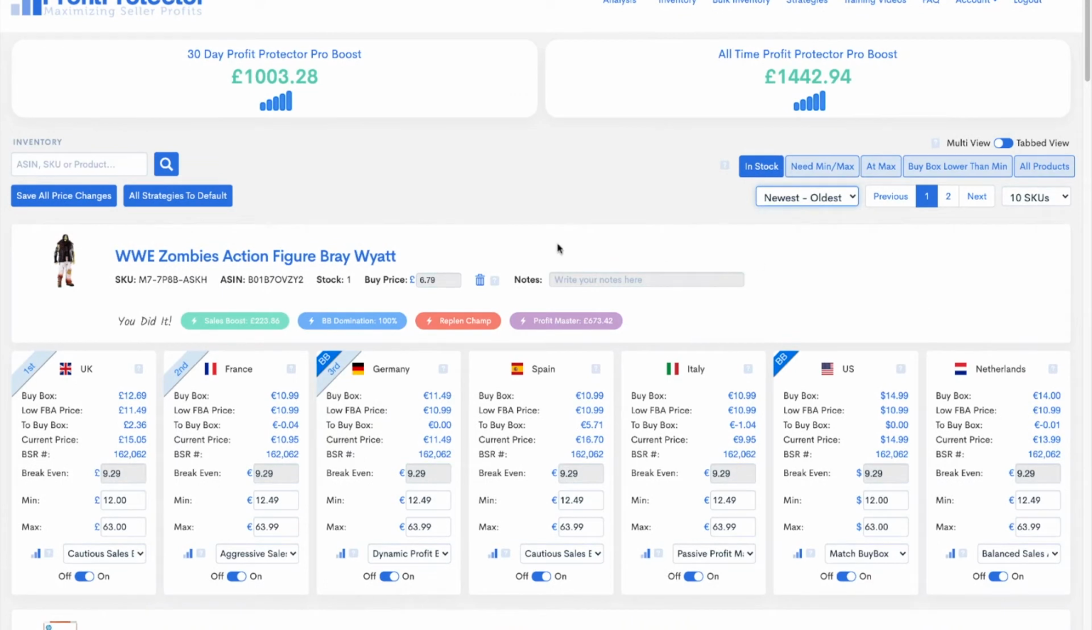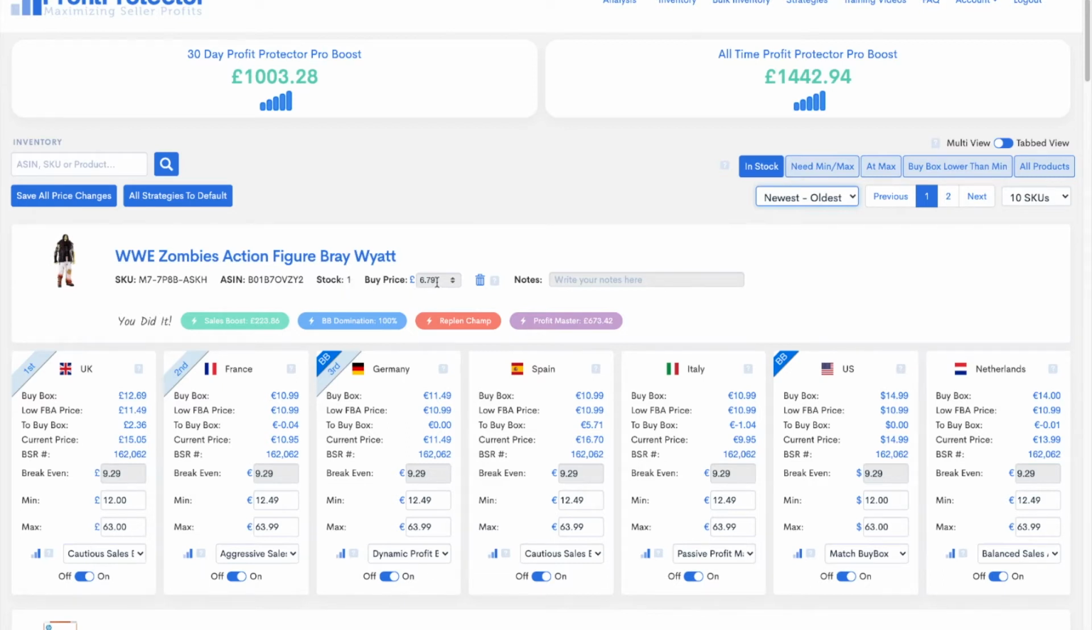So if we come down to the first ASIN, this is just test data, so it doesn't mean anything, it's not for sale. It brings in the image of your product, and it gives you the title, and obviously you can click out to Amazon if you want to. It gives you your SKU, your ASIN and your stock level. And this isn't real time, so this won't update the minute you sell it, but it'll update shortly thereafter.